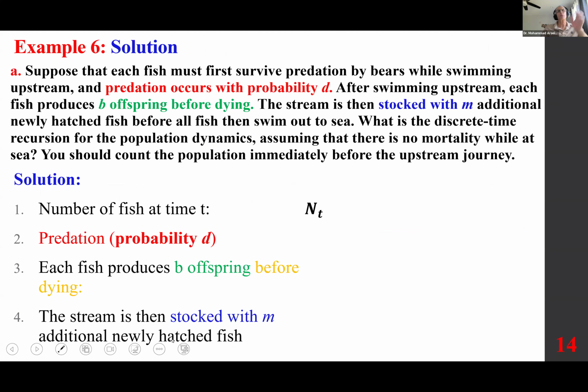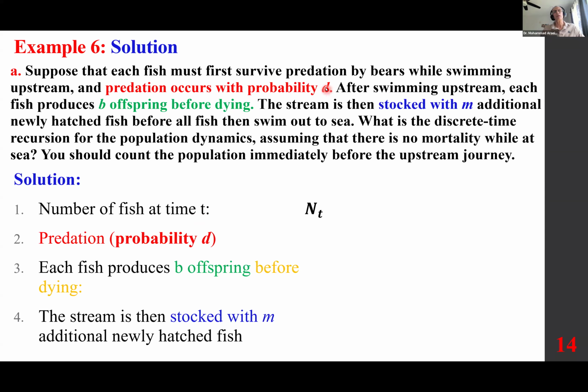All right, so the first part. Suppose that each fish must first survive predation by bears while swimming upstream, and predation occurs with the probability of D. Number one, how many fish do we have? X, Y, Z, N, and I'm going to call it N sub T. That means N at time T. You can pick any variable you want. Now, some of them will be taken by bears. It's a percentage. D represents a percentage that will be gone.